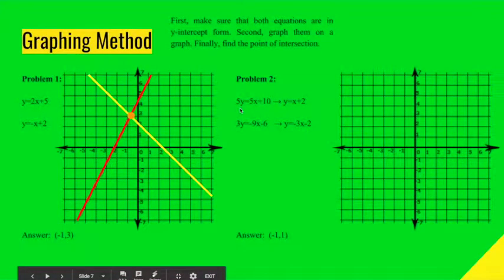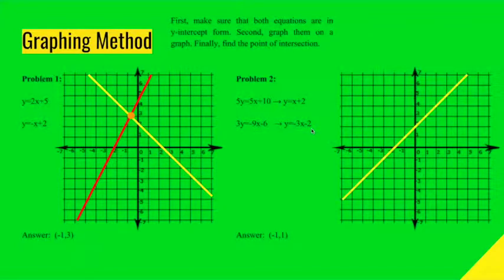So for our second problem, we have 5y equals 5x plus 10. In order to graph this, we have to convert it, and it becomes y equals x plus 2. Our second equation is 3y equals negative 9x minus 6. This becomes y equals negative 3x minus 2. Now we have to graph them. So the point of intersection is negative 1, 1.